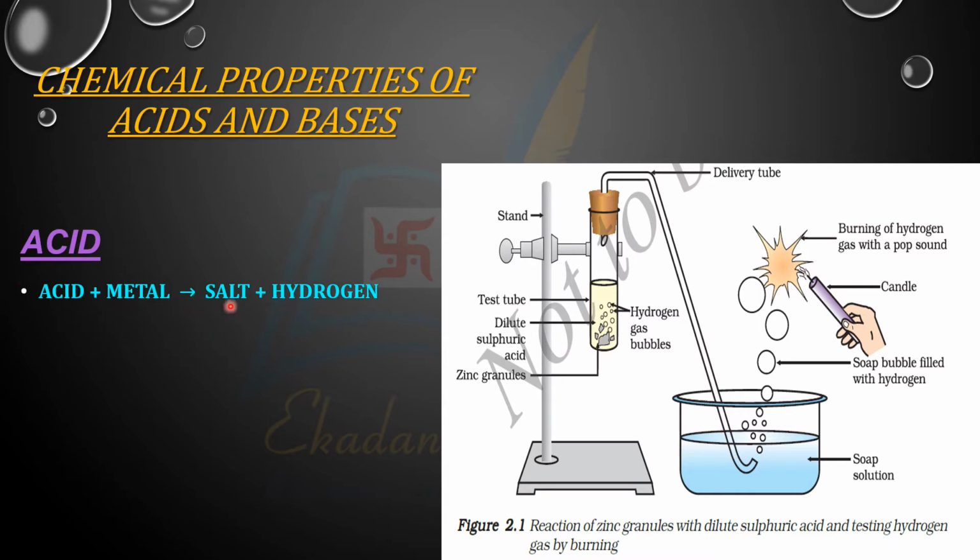Acid plus metal gives salt plus hydrogen. Acid is this sulfuric acid. Metal means zinc granules and it becomes salt. This hydrogen gas is liberated here. Here bubbles are there. 2HCl plus Zn gives ZnCl2 plus H2.